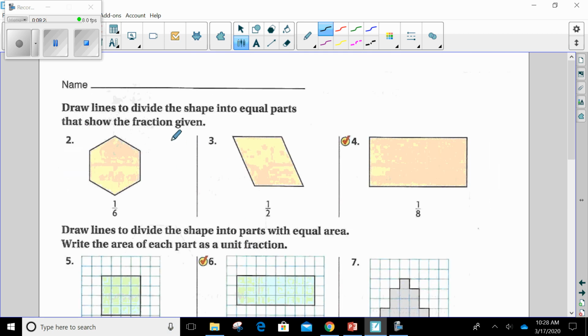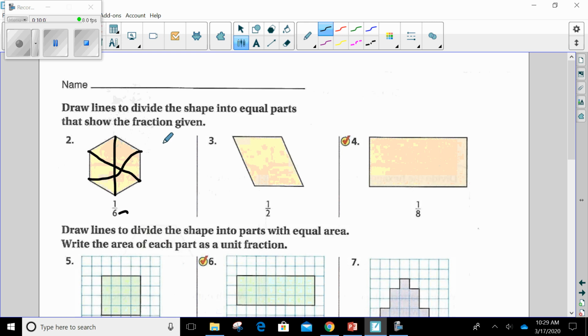All right. We're going to draw lines to divide the shape into equal parts that show the fraction given. All right, we're dividing this into 6 parts because that's what my denominator tells me. So let's try this. I'm going to go from here. That's 2 parts, isn't it? I'm going to go from here to here. That's 1, 2, 3, 4 parts. And then I'm going to go from here. Oops, that was not straight. I have 1, 2, 3, 4, 5, 6 parts.